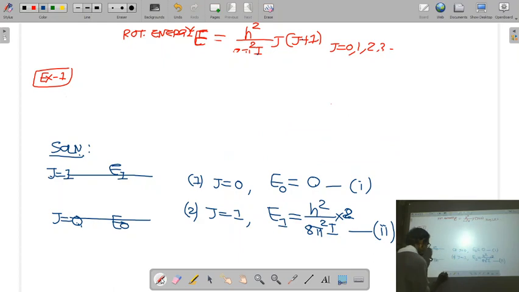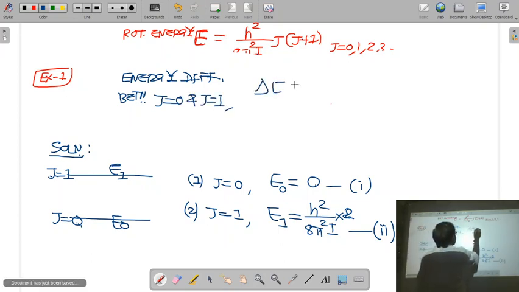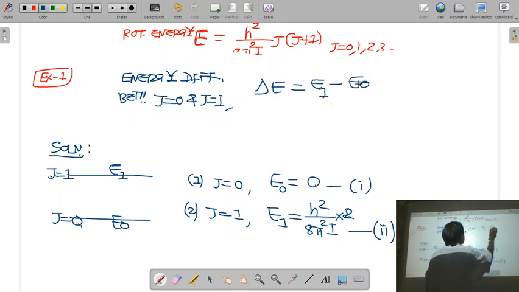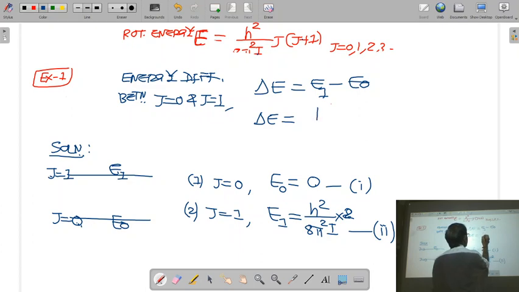So the energy difference between rotational level J equal to 0 and J equal to 1 is delta E equal to E1 minus E0. Let us calculate the energy difference between the lowest rotational level J is 0 and upper level J is equal to 1, that is E1 minus E0. What is E1? E1 is h square, this 2 upon 8 will be 4, so h square upon 4 pi square I, minus the lowest level rotational energy, which is 0.